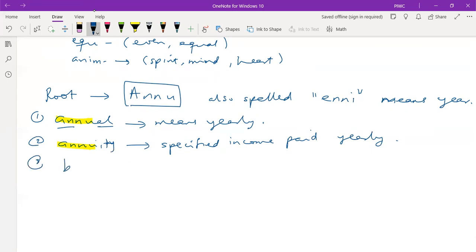And the third one, let's look at the word biennial. Okay. So if you look at this, you have a prefix, which is bi. What does bi mean? Bi means 2, right? And then we have the root of the word ENI. Remember, that's another way of spelling annu. That has to do with yearly, right? So the word biennial means taking place every 2 years.